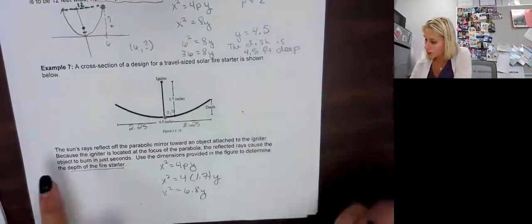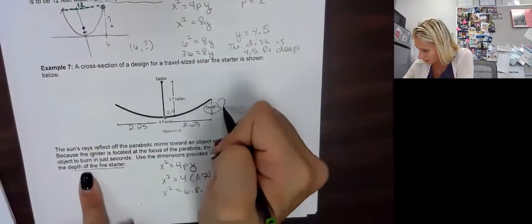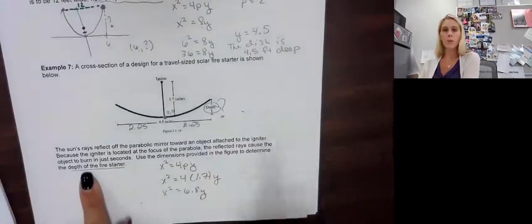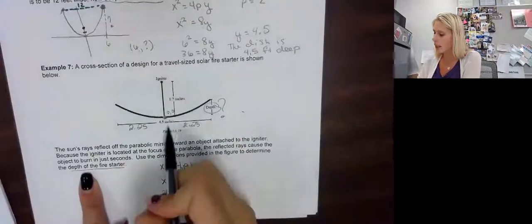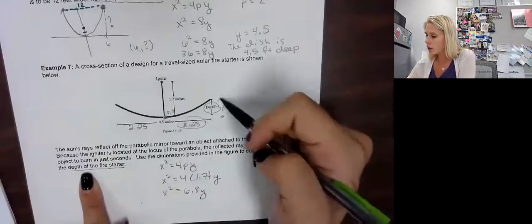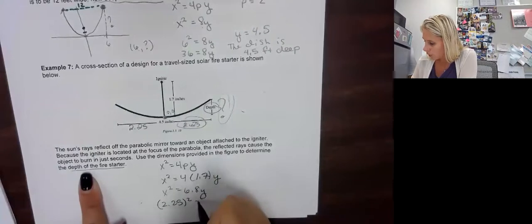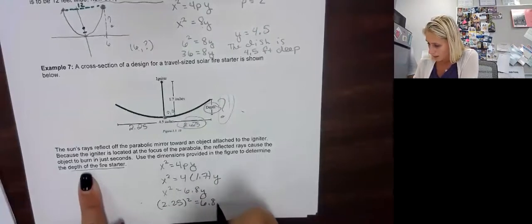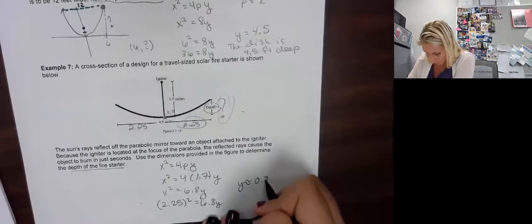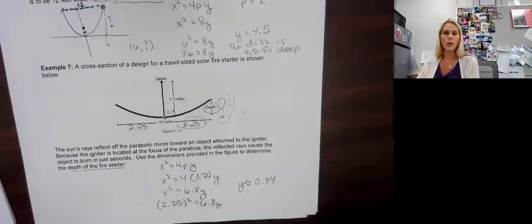Again, I'm trying to find the depth, which means I'm trying to find that value. Well, just like we did on the satellite one up here, this is our x value. We're trying to find our y value, so I can plug in our x value and solve for our y. So when we do this, we get that y is approximately 0.74. And then let's talk about units. So inches deep.